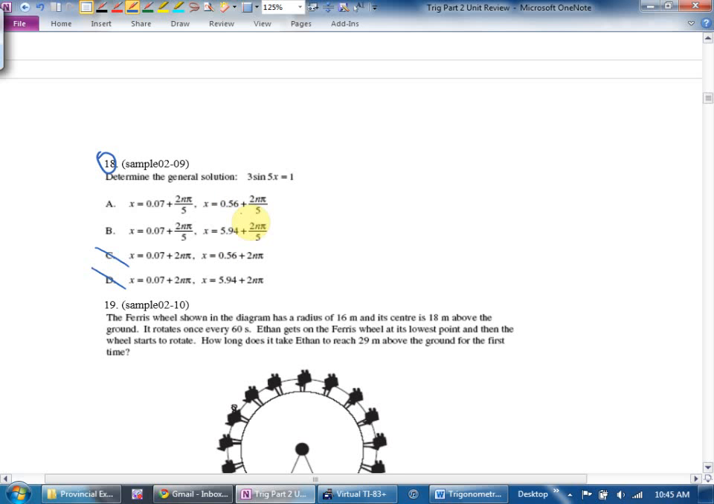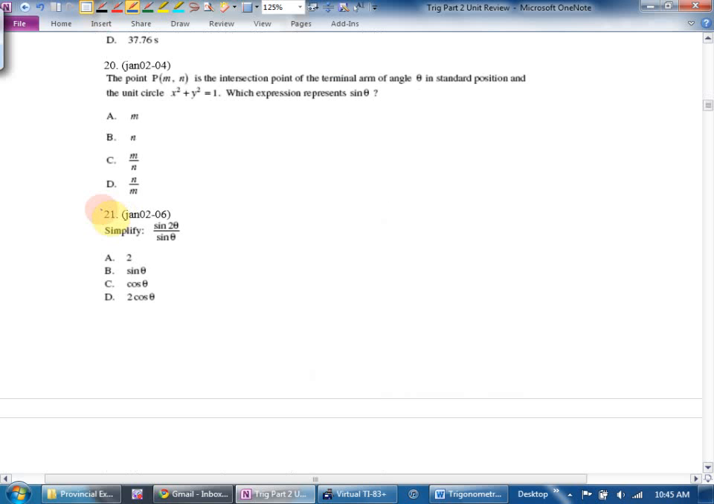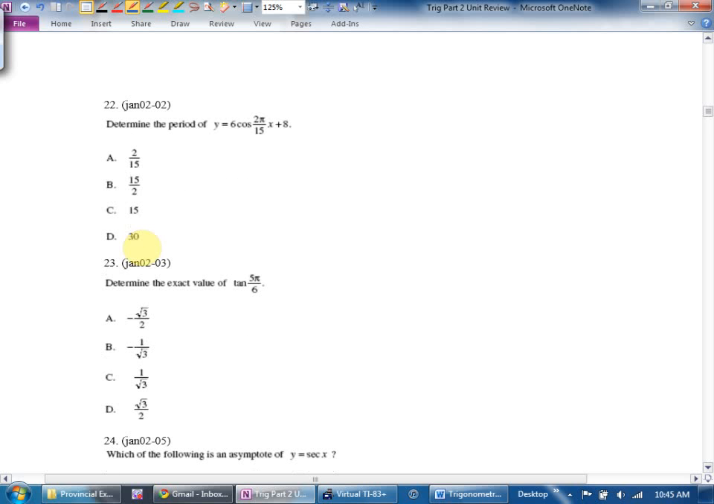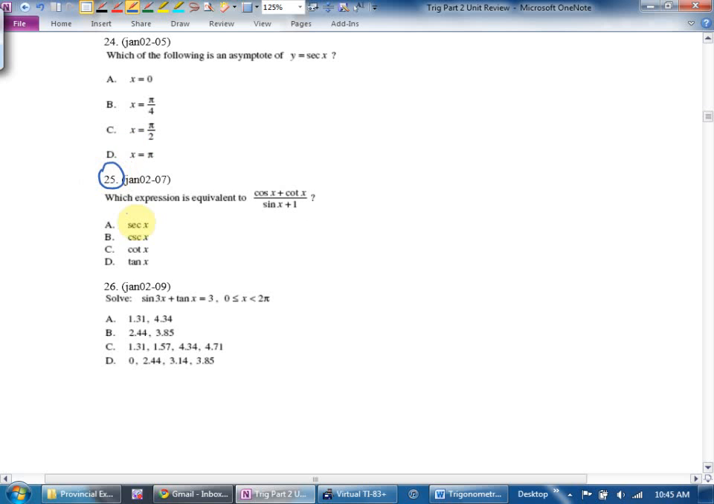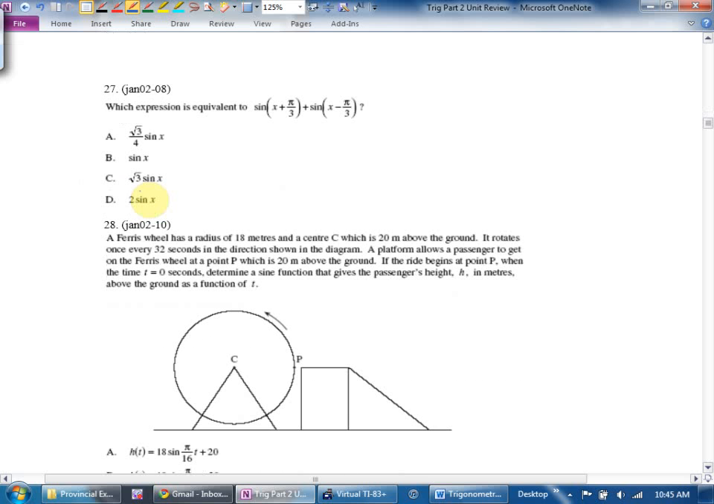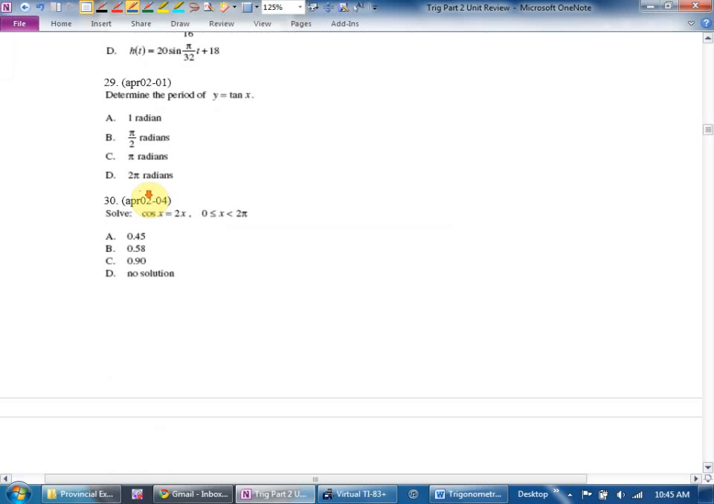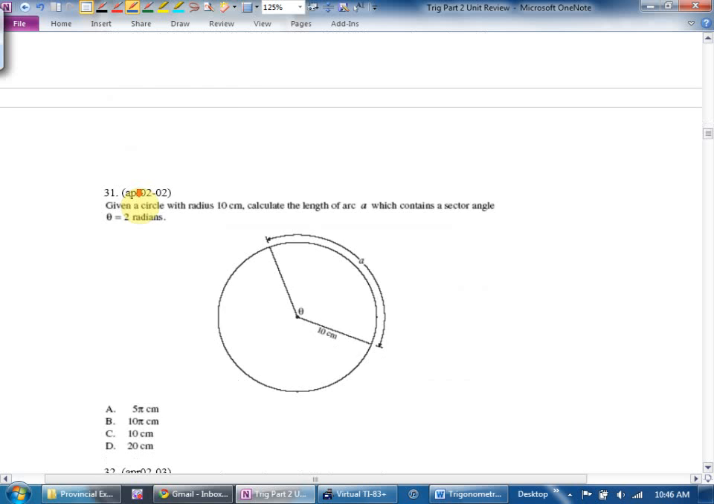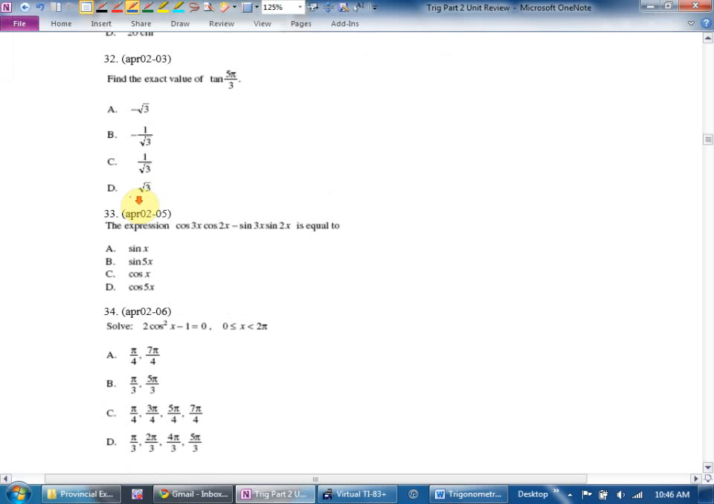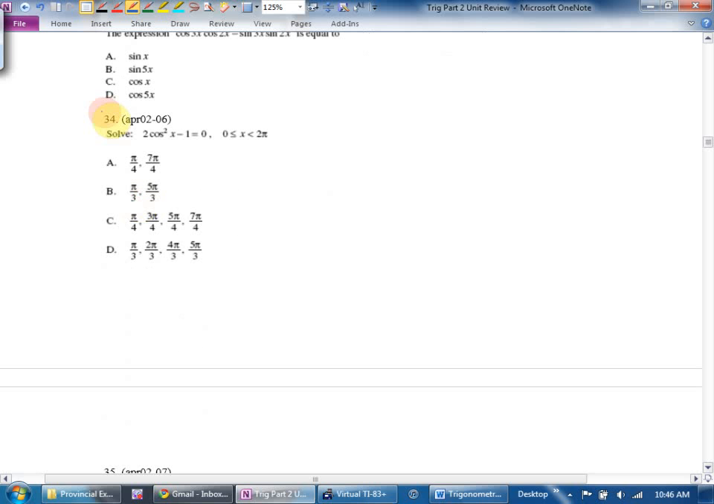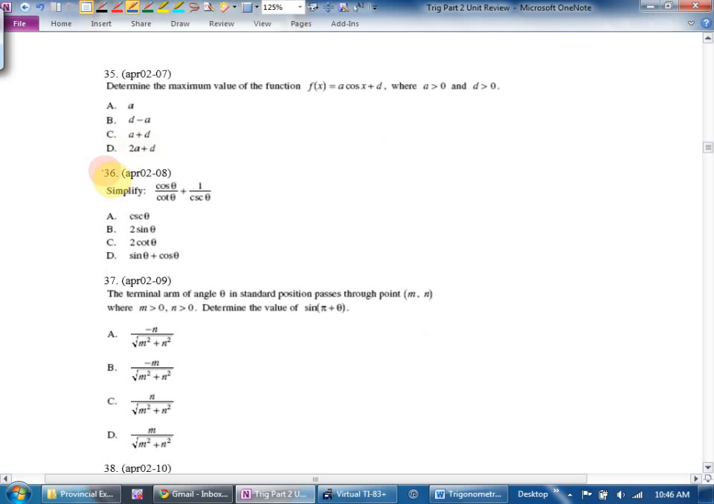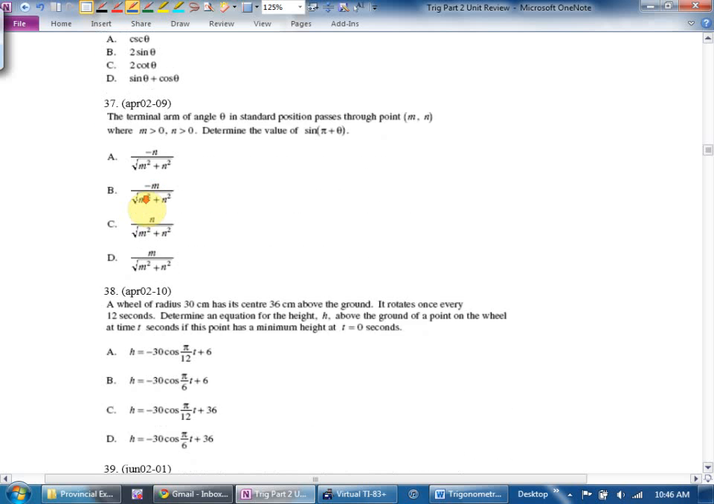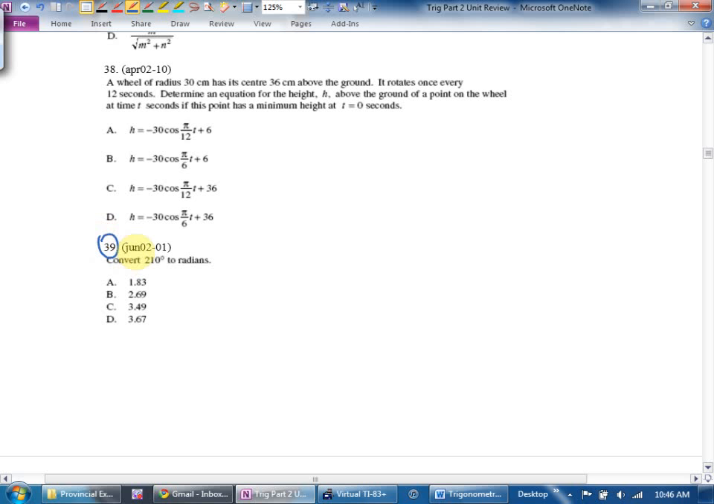19, but later. Ooh, double angle identity. 21 is good. 22 is good. 25 is good. 26 is good. 30 is good. 34 is a quadratic, and quadratics will be on this test. 36. 39. And I'll give you a bunch more a bit later, but if you're looking for a head start, that's what you can start working on as well.